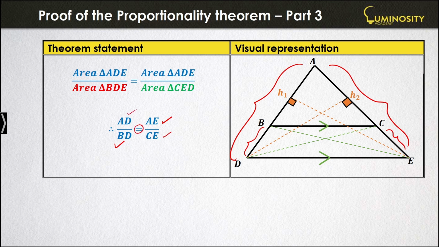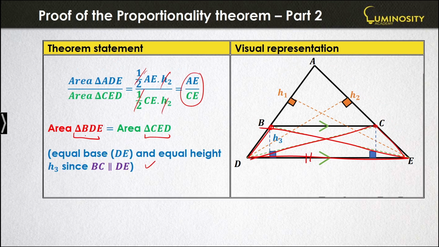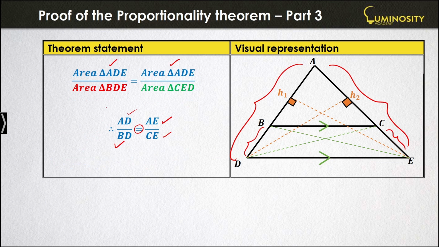But why do I have equality here? Well, let's have a look. These two areas in the numerator are equal. It's the same triangle, ADE. And we've shown in the previous step that those two small triangles are equal in area. So this entire proportion is equal. What have we actually shown? We've shown that AD, this long side, divided by the short side is in the same proportion as this long side divided by that short side. That is the proportionality theorem, but it's not exactly the way we stated it.